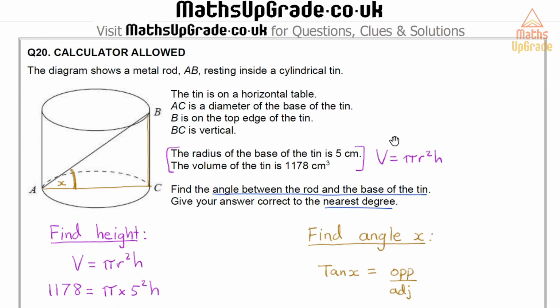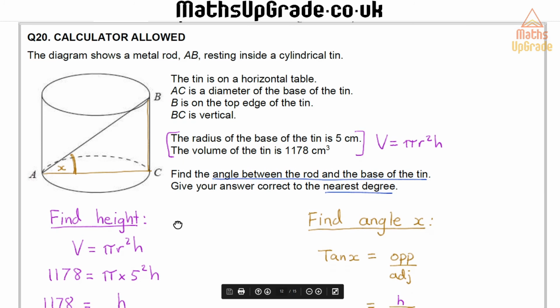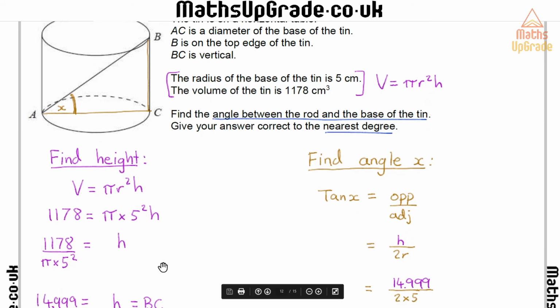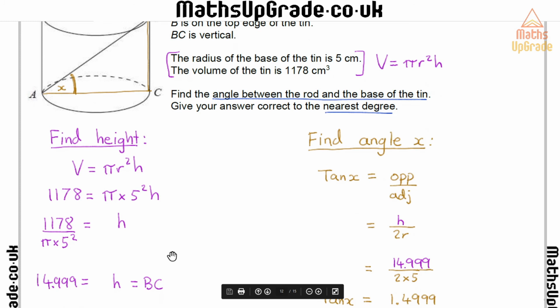Essentially, this is the formula I need to use. The volume of a prism is given by the area of the cross section times the height. The cross section here is a circle, so the area of a circle is pi r squared, and I'm going to multiply that by the height. Since I don't know the height, but I do know the volume and the radius, I can work out the height by rearranging the formula. So substituting in the volume, substituting the radius, and then rearranging would give me a height of 14.9 centimeters for BC.